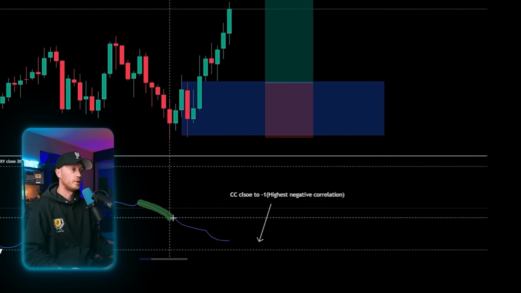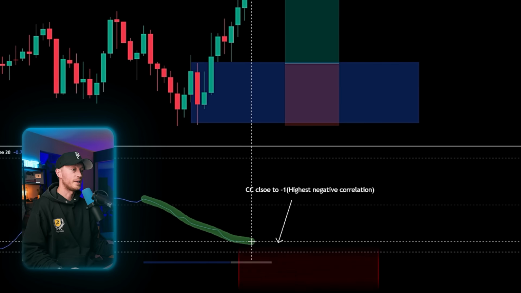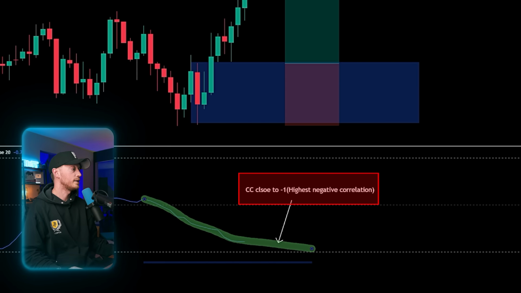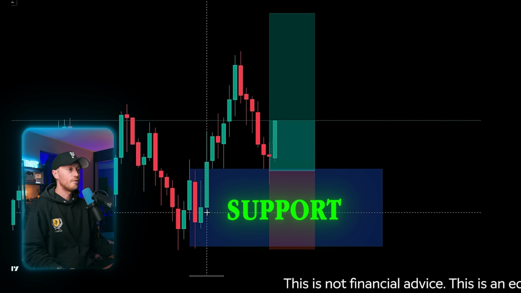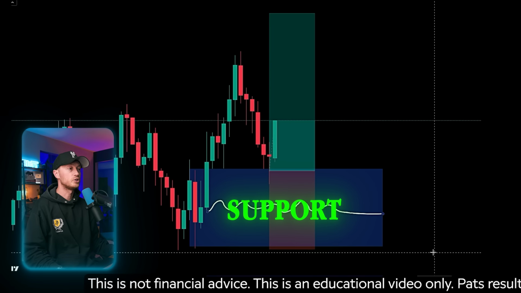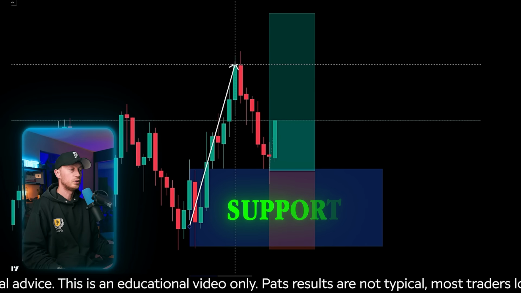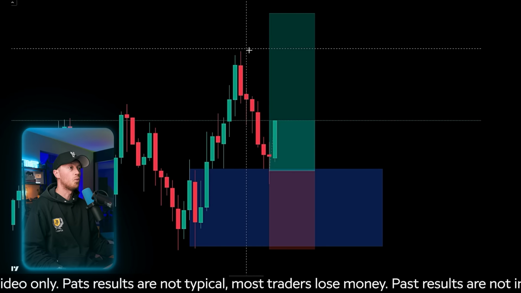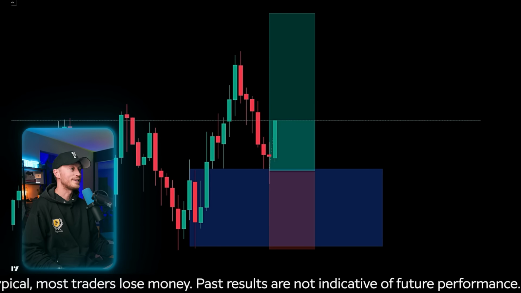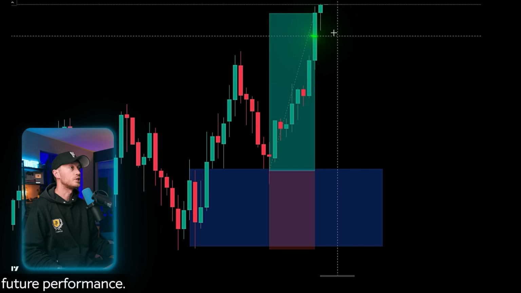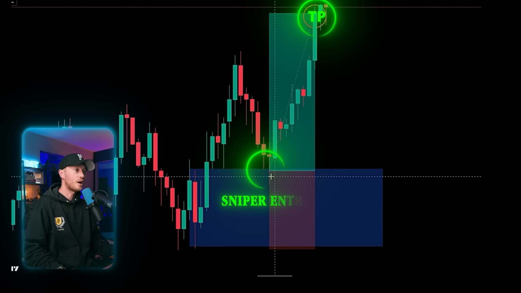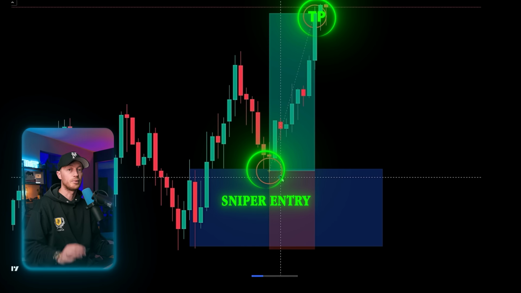Same thing here, right? We are close to that -1, the highest level of correlation right here, and we are waiting for the price to pull back. Why? Well, we have our level of support. That's our level of interest right there. We pushed out, and we want to pull back. We don't want to enter the trade at the top. So that's exactly what we did. We tapped in and price went up and smashed our take profit again. This time with an absolute sniper entry.